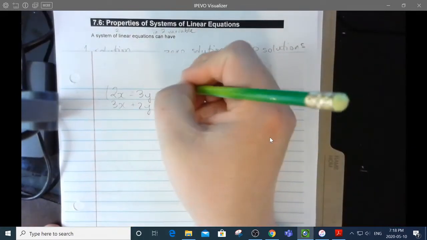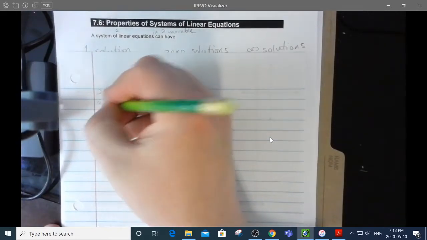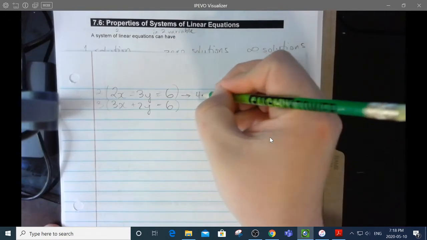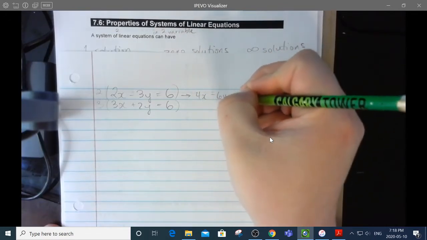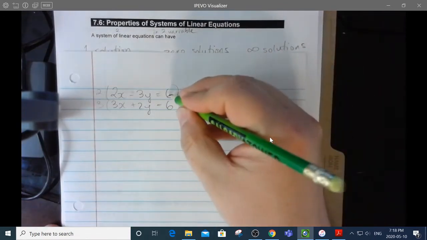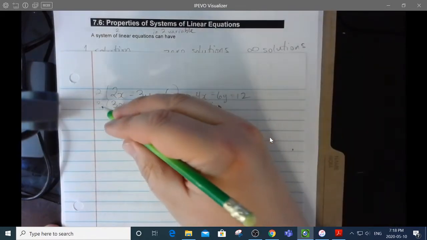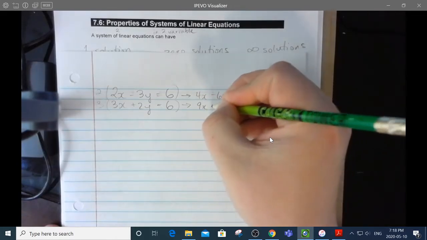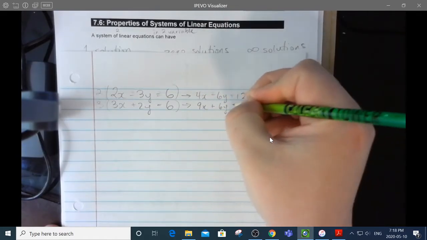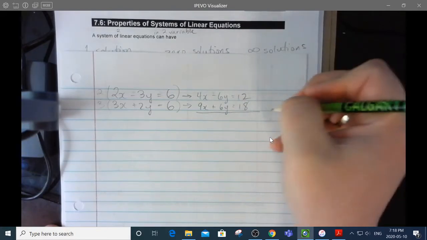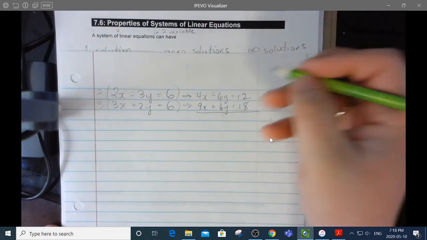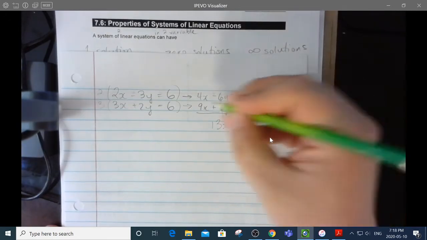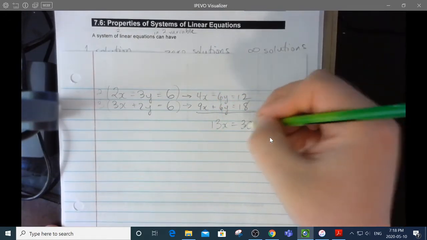So I'm going to multiply this equation by 2, and this equation by 3. This will work. So this is going to be 4x minus 6y equals 12. Don't forget to multiply the constant at the end. And then 3 times this equation is going to give me 9x plus 6y equals 18. When I add the two equations together, the y terms cancel, which is what I wanted. So I get 13x equals 30, because 9 and 4 is 13, and 12 and 18 is 30.